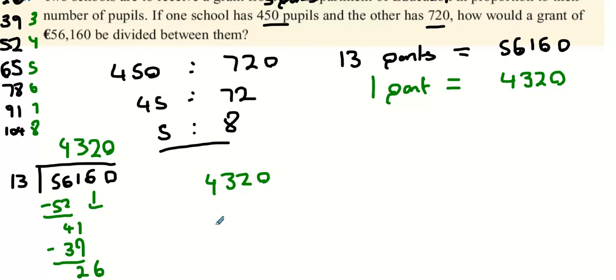To find out what 5 parts are, you're going to have to multiply this by 5. 5 times 0 is 0. 5 times 2 is 10, so 0, carry the 1. 5 times 3 is 15, carry the 1 is 16, carry the 1. And then 5 times 4 is 20, so 21 and 600. So school 1 gets 21,600.